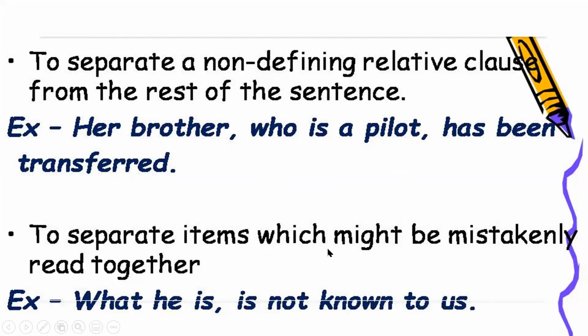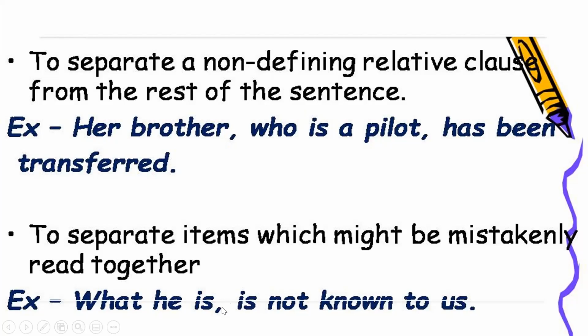Now, to separate items which might be mistakenly read together. Now, what he is, is not known to us. So if I did not have a comma here, how would you read the sentence? What he is is not known to us. You will say, why is there some misprint here? Why has is been repeated here?